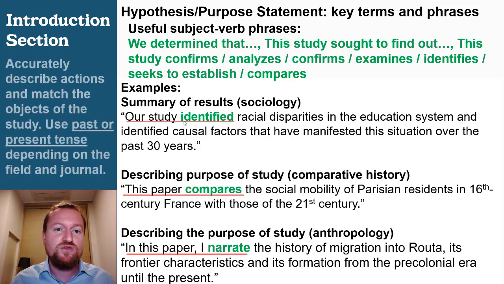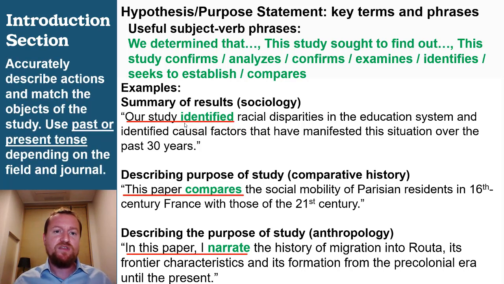Right here, you are using the past tense because in your paper you can discuss those racial disparities, but sometimes the past tense is used. I shouldn't contradict myself, but usually the present tense is used because you're referring to the analysis. So you could also say this paper identifies. Sometimes study is used in the past. Paper almost always uses the present tense.